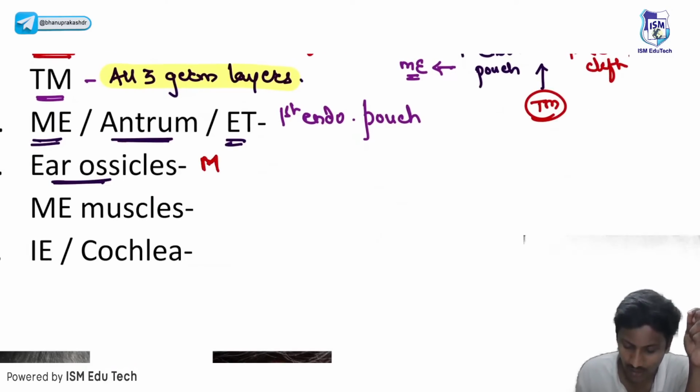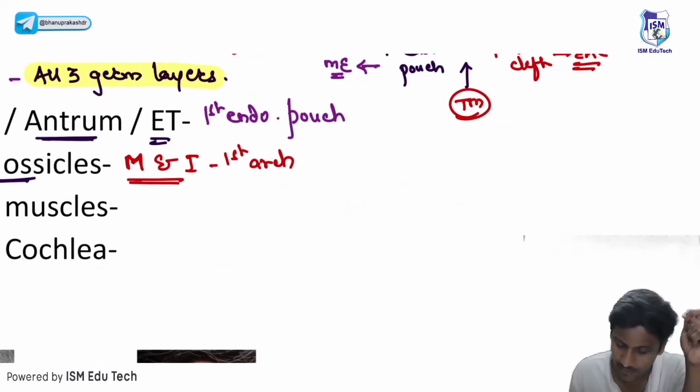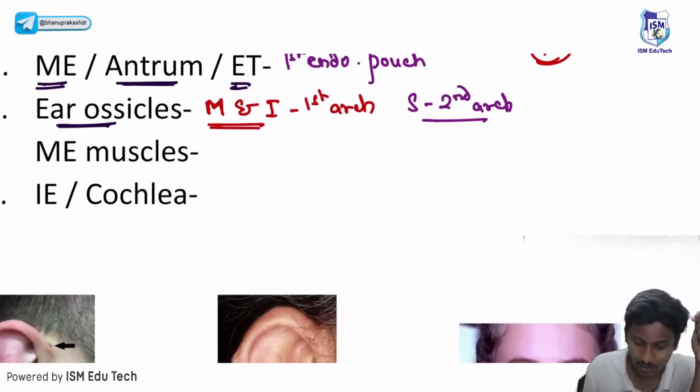The malleus and incus are developed from the first pharyngeal arc, whereas the stapes is developed from the second pharyngeal arc. Stapes develops from the second pharyngeal arc. That's important. Next, if I talk about the middle ear muscles.